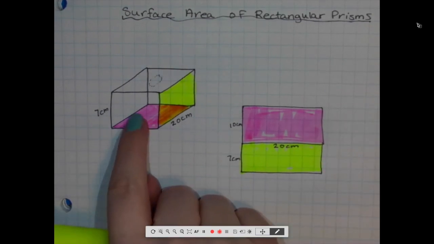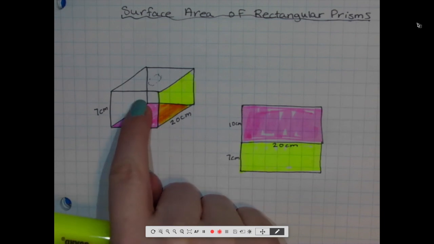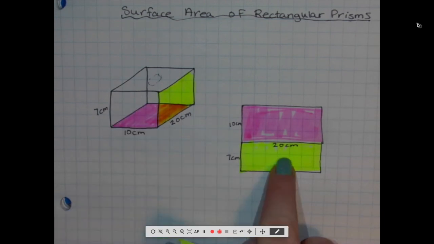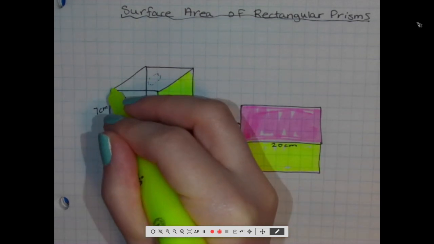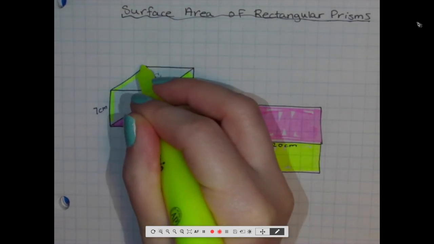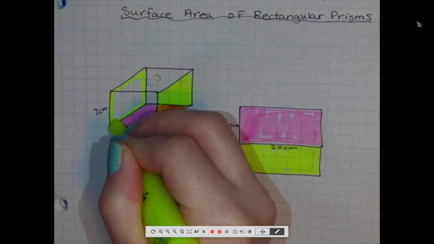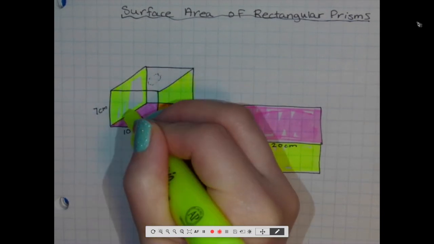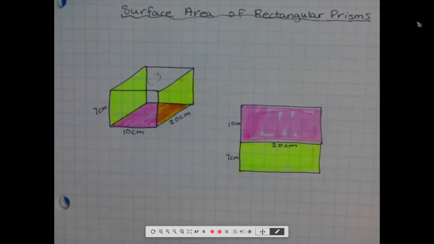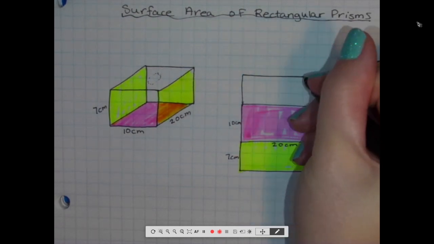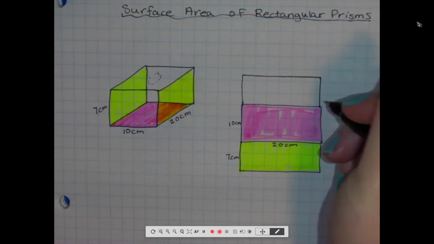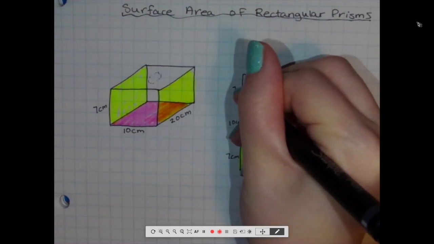Now, falling from the other side of this pink portion, I have another side with the same dimensions as the yellow portion, so it's going to be yellow as well. And again, 7 centimeters.